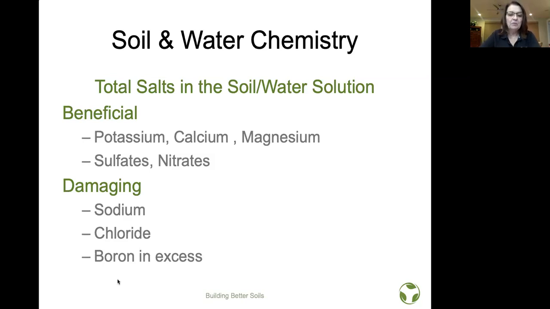And then the other problem that we have is boron, and I haven't really seen a lot of problems with boron. I don't know if any of you had. I'd be interested in hearing that.